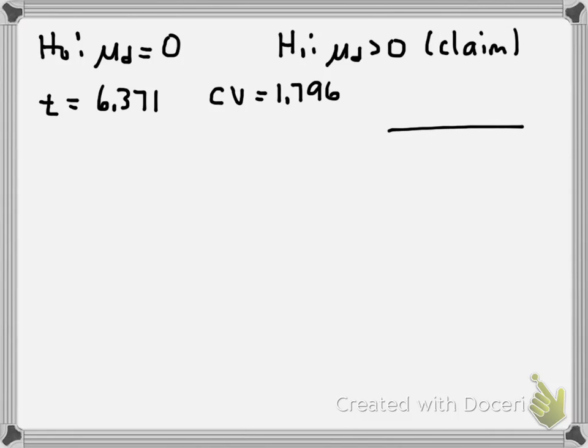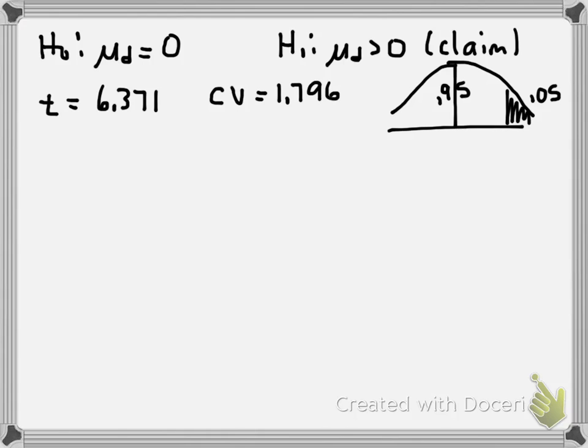I, however, like to see a picture, so I'm still going to draw it out even though they gave us that information. From H1, we know we have a right-tailed test because of the greater than. Now, they did not give us a significance level, so whenever that happens, we should use 0.05. So that means we have 0.95 to the left.